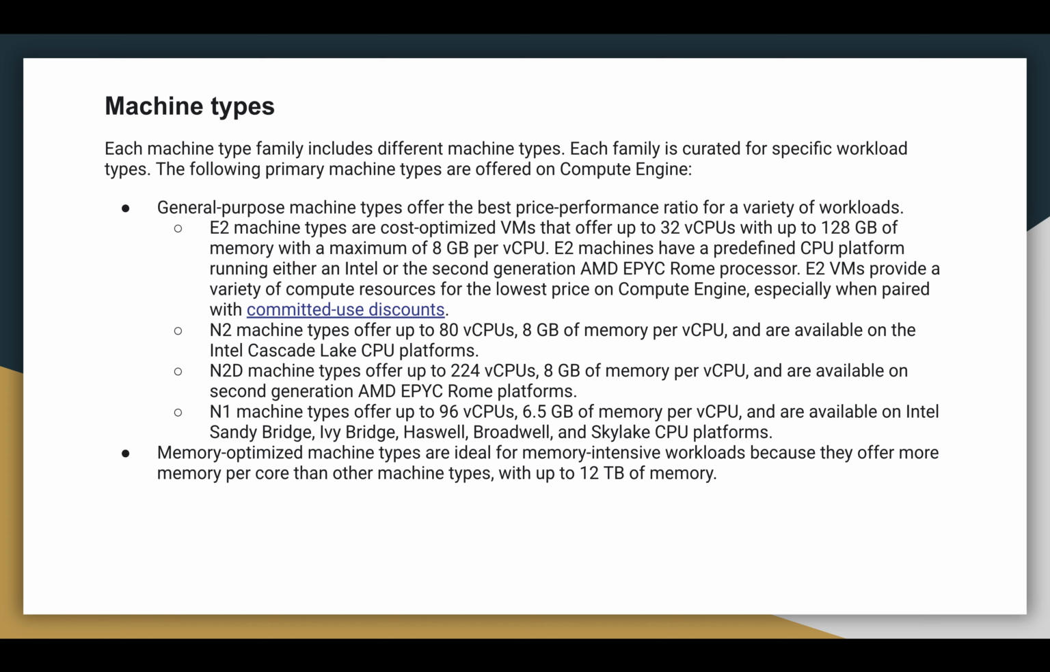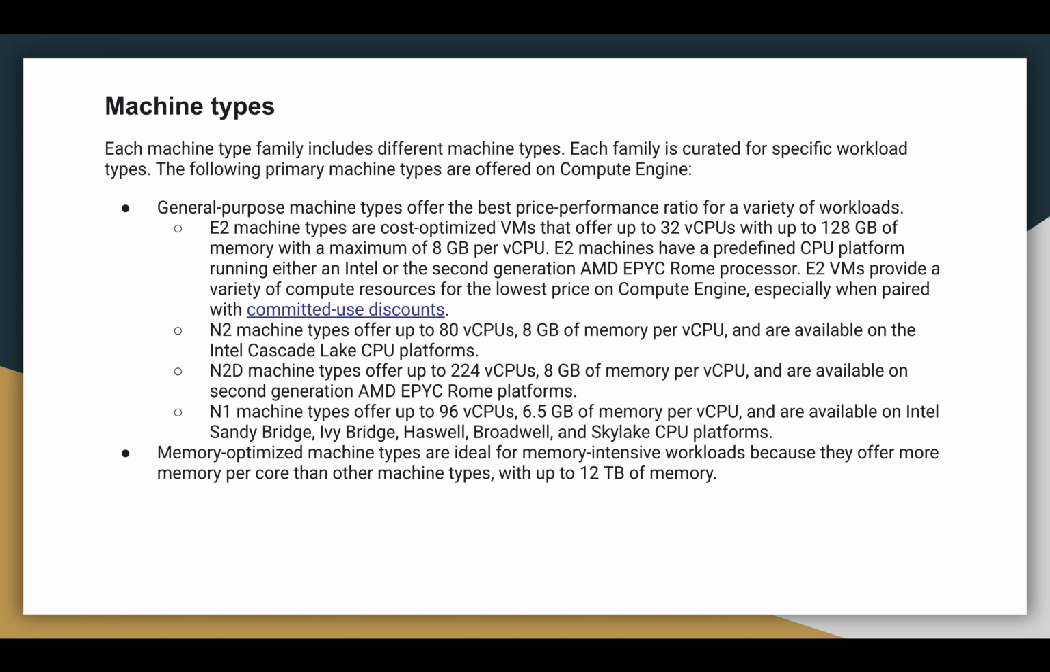So what are the machine types? I have given it in detail. Each machine type family includes different machine types. Each family is created for specific workload types. The following primary machine types are offered on compute engine. So here we have general purpose machine types. I have already told about it, so I have given some explanation and detail in this slide. You can refer to this slide later. I will give this slide in the description.